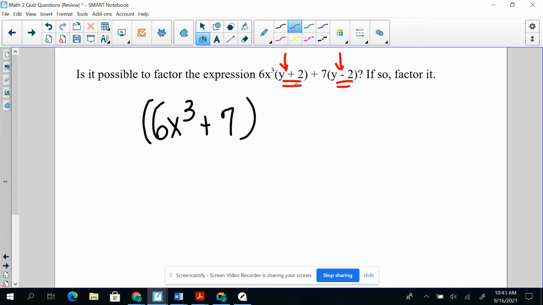That means it's not the same thing, because otherwise we can't just pick one. They have to match, because then we would have one more factor in this case. So y and 2. But since it's plus and minus, this does not work. So you cannot factor this one.